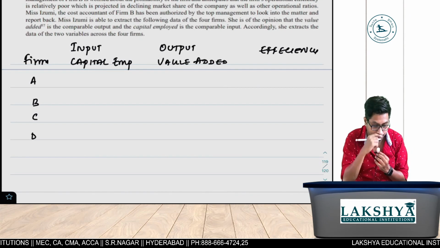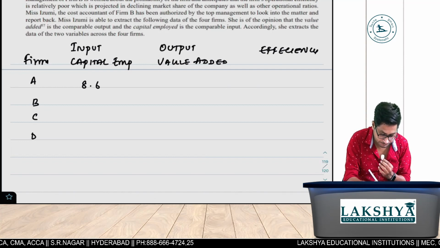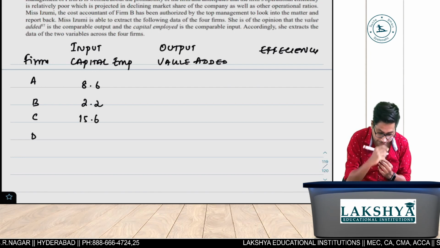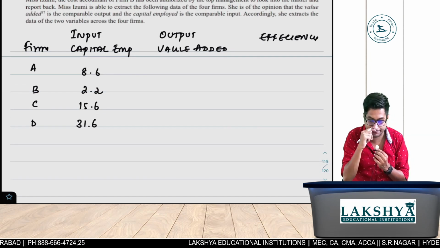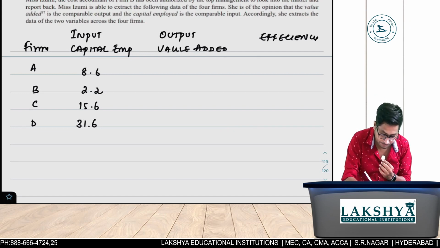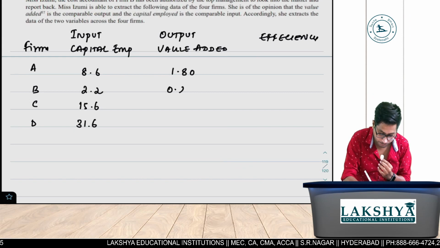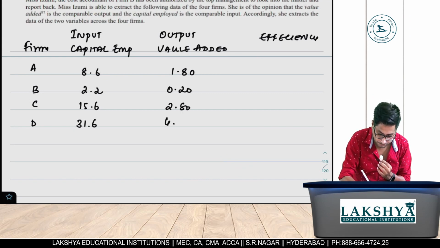Now what is the capital employed for A? 8.6. B का 2.2. C का 15.6. और D का 31.6. Next value added, that is अपना output कितना है? 1.8. Okay. 0.20. Next 2.80. Next 4.10.